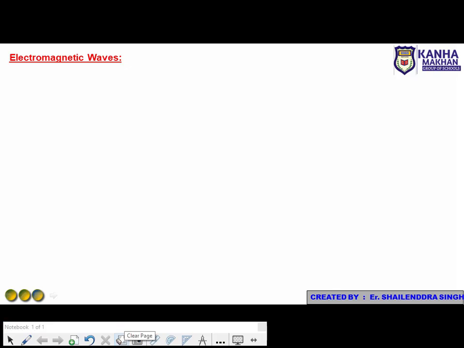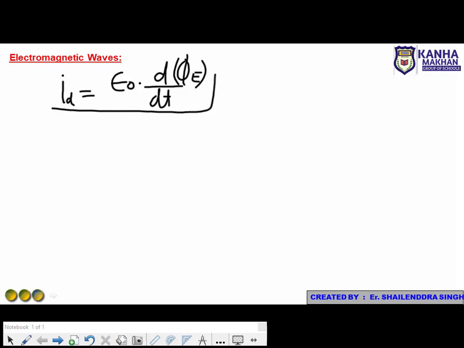Before going forward, I want to write again the value of the displacement current. It is epsilon naught times the rate of change of electric flux. This is the given condition, and you must learn that formula so that you can use it easily in further study. And now I want to discuss what Maxwell's equations are.